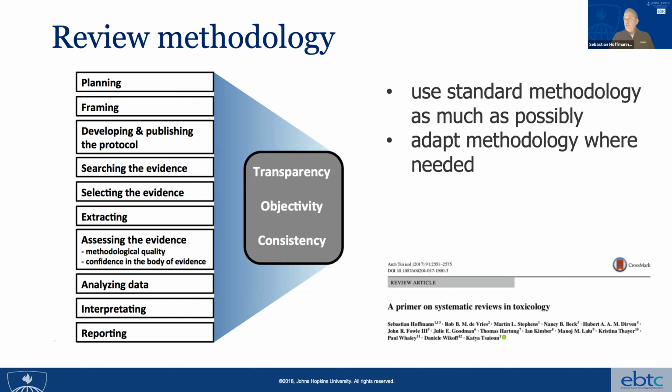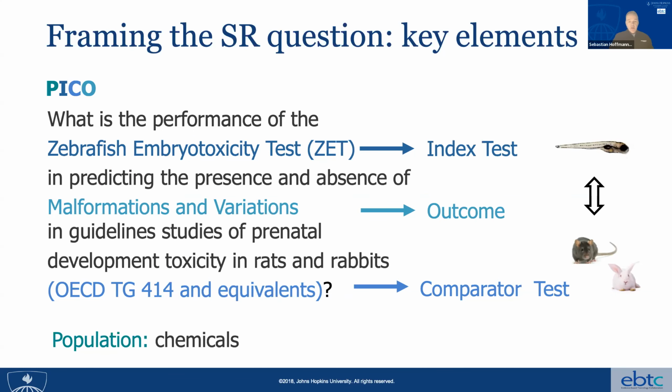With regard to the methodology, we wanted to apply standard systematic review methodology as much as possible, but we were from the very beginning aware that that needed to be adapted here and there along the way. And here on the left-hand side, it's a fine-grained graphic of the steps of a systematic review. So once we had our planning in place, we started to frame the systematic review question, and that went through several iterations. But in the end, we decided on what's on this slide here.